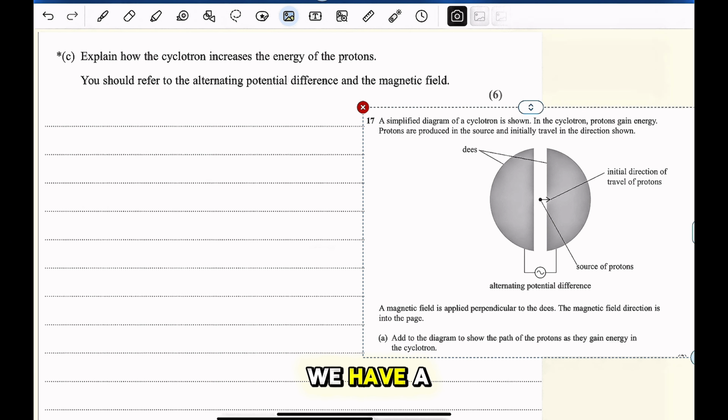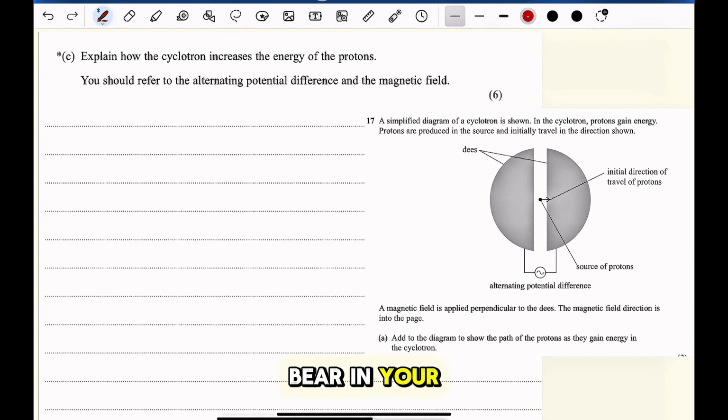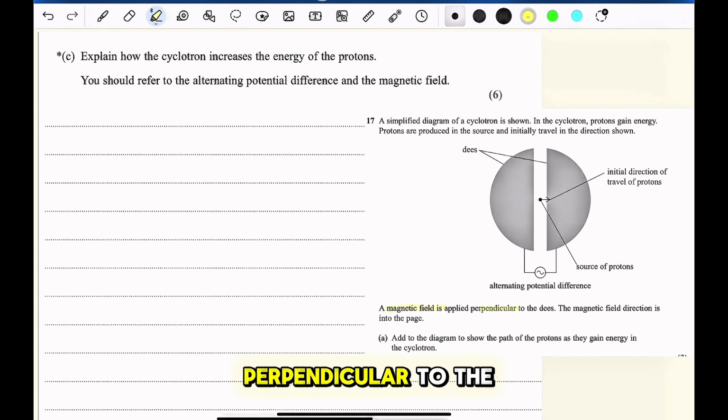In this question we have a cyclotron, made of 2 Ds connected to an alternating potential difference, so there is always a change in the polarity across the 2 Ds. The most important thing to bear in mind is that we have a magnetic field which is always perpendicular to the Ds, so perpendicular to the path of the charged particles, accelerated protons or electrons, between the 2 Ds.